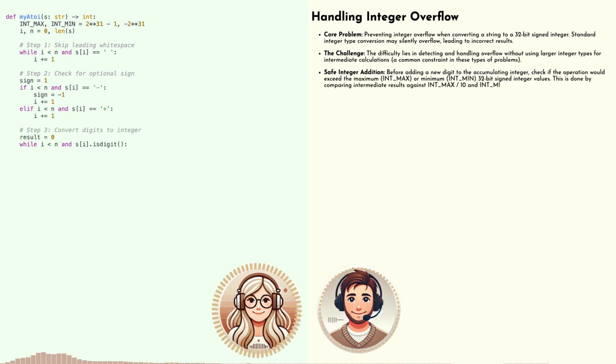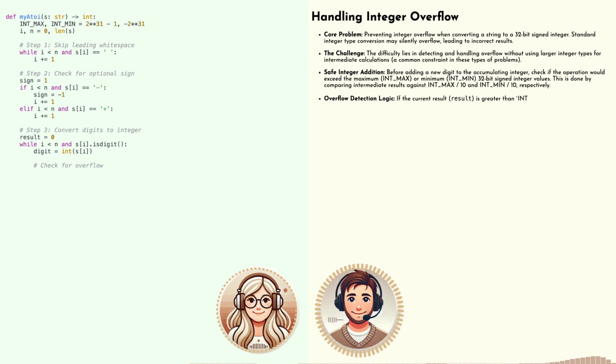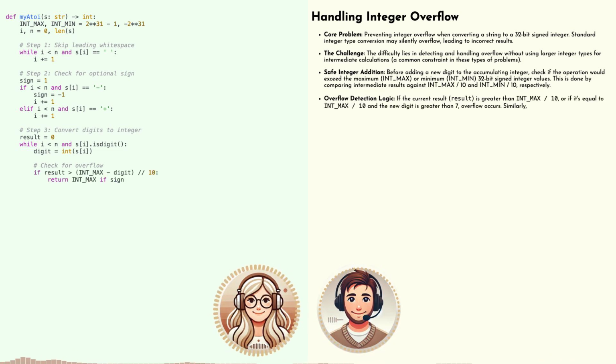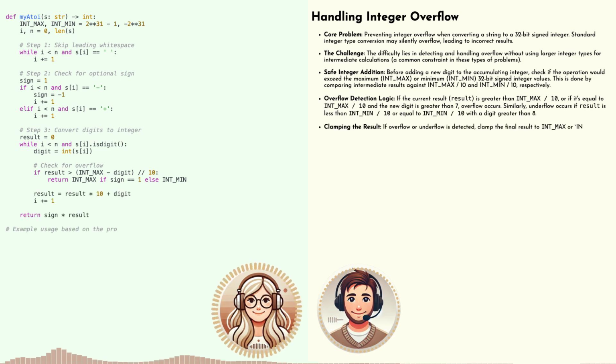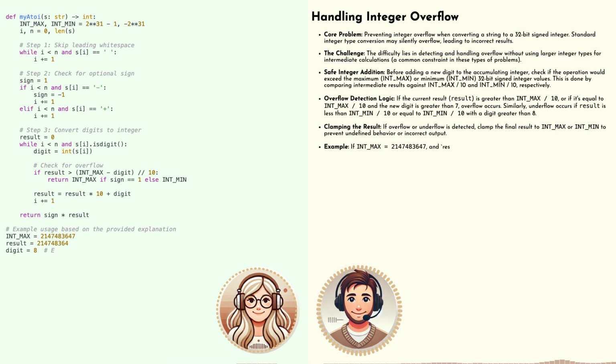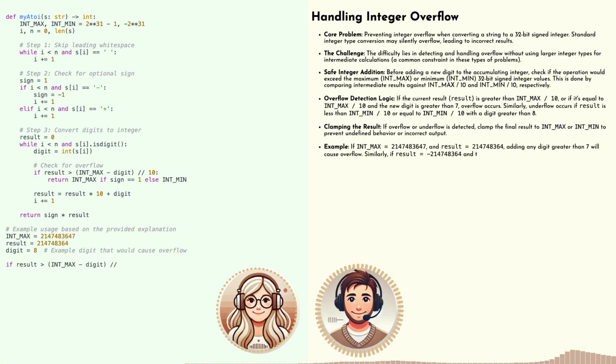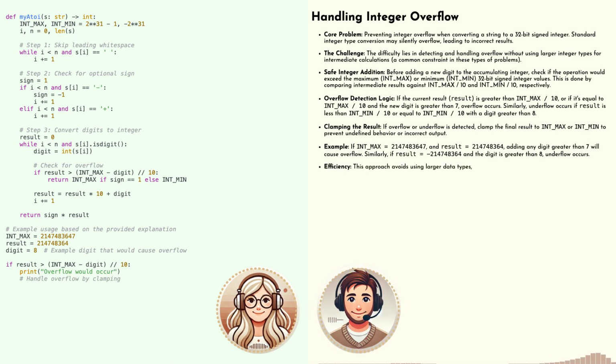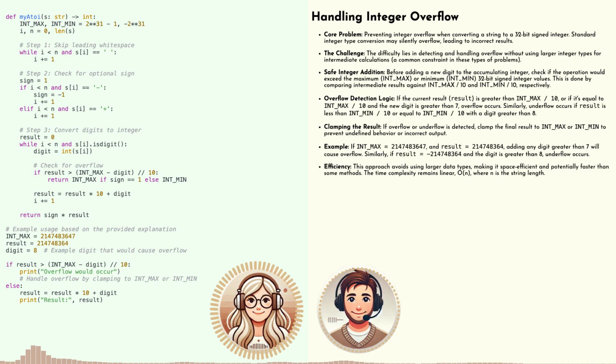Right. If you want to avoid some nasty surprises. All right, well, I'm ready. Let's dive in. One of the biggest gotchas with this problem is integer overflow. Yeah, those integer limits. So how do we deal with that? Do we need to get out our calculators and start figuring out the maximum value for a 32-bit integer? Thankfully, no. We don't need to do any complex math by hand.